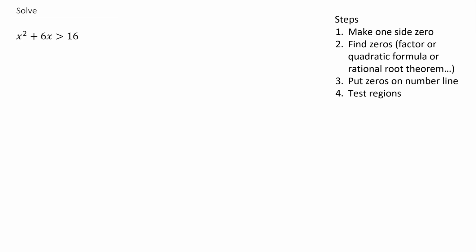To solve polynomial inequalities, first we move everything to one side as if we were solving an equation. In other words, make one of the sides 0, put everything all on one side. Then we find the zeros of our expression.